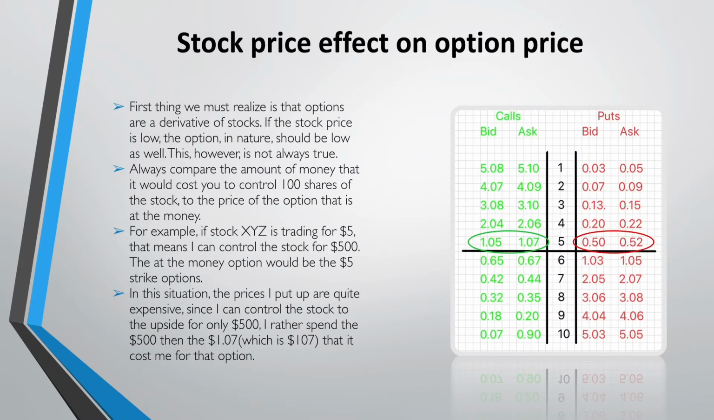All right, so now we will talk about the stock price effect on the actual option price. Now, the first thing that we must realize here is that an option is a derivative of a stock. If a stock's price is low, the option in nature should be low as well. This, however, is not always true, and that is because of volatility. I have explained volatility before. You probably know by now what volatility is, but once again, I will go deeper into it in another slide.